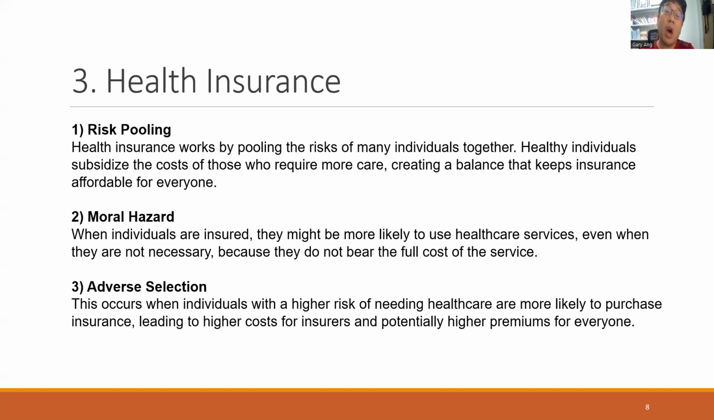Risk pooling: how do you pool the risk of many individuals together? Most people are unable to afford a catastrophic hospitalization. But because it's a relatively rare event, we can pool resources together such that the person can be covered. The key thing for health insurance is that it must be for something that is not common. If it's very common, then risk pooling doesn't really set in, and the person is maybe better off saving for his own needs. So healthy individuals will subsidize the cost for those who require more care, creating a balance.